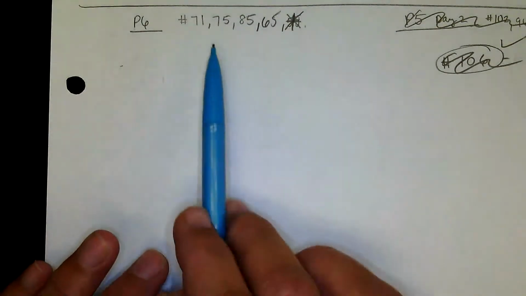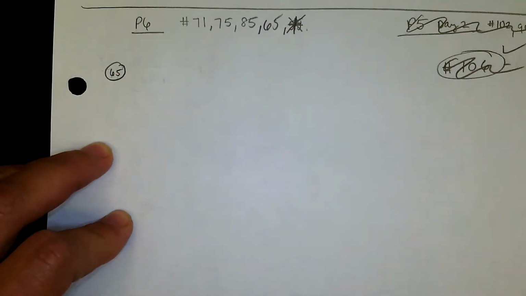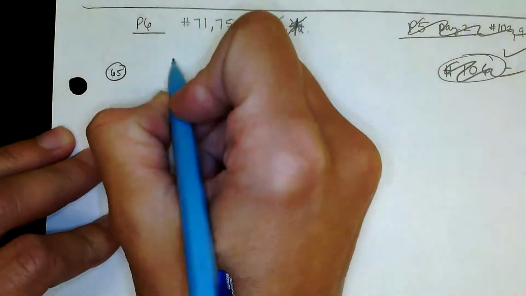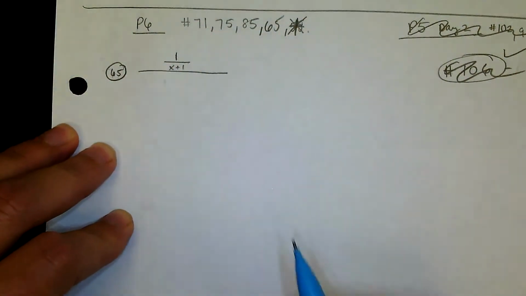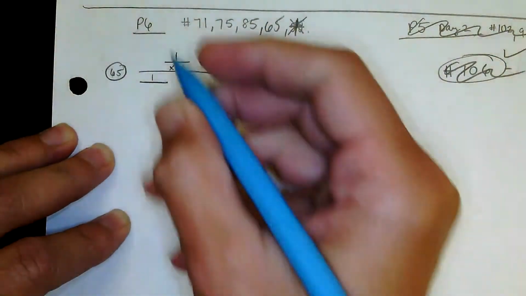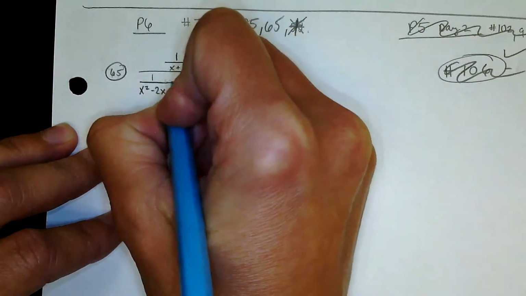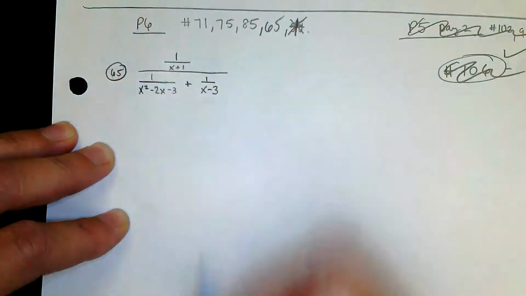Okay, so we're going to do 71, 75, 85, and 65 from P6. So I'll start with 65. Wrong page here. All right, 65. 1 over x plus 1, all over 1 over x squared minus 2x minus 3, plus 1 over x minus 3.